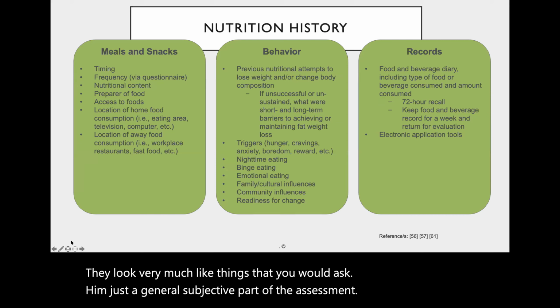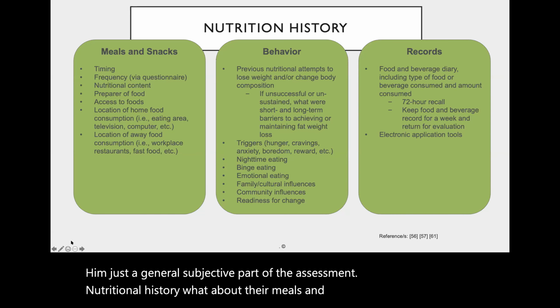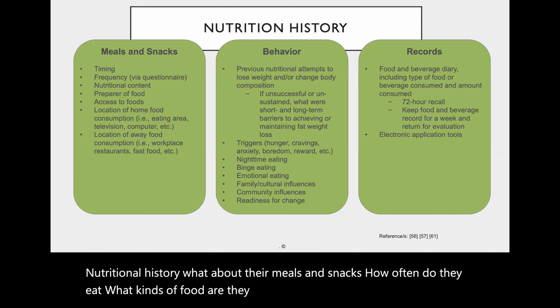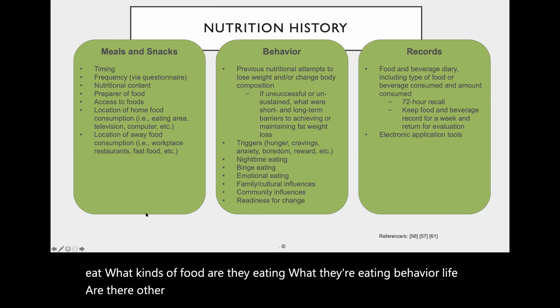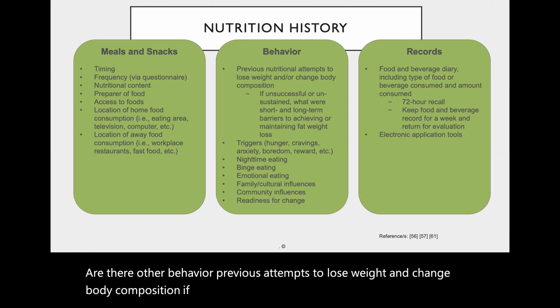Nutritional history. What about their meals and snacks? How often do they eat? What kinds of food are they eating? What's their eating behavior like? Are there other behaviors? Previous attempts to lose weight and change body composition, if unsuccessful or unsustained, what were short and long-term barriers to achieving it?